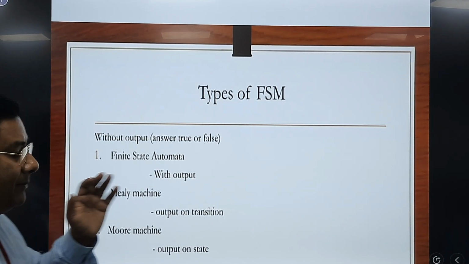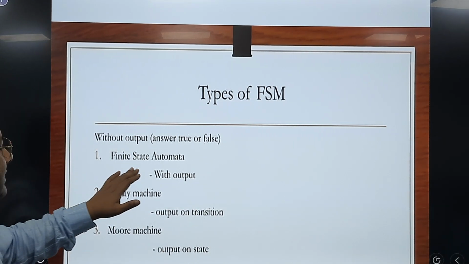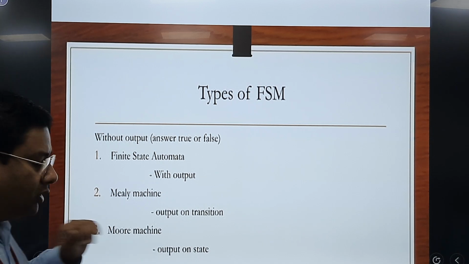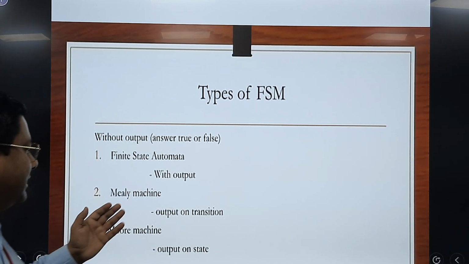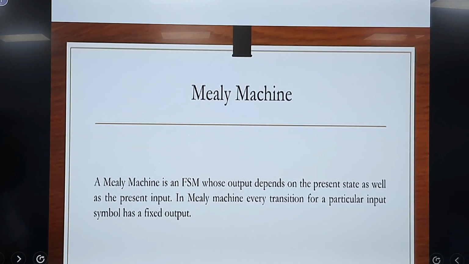Now, types of finite state machine. The first one is finite state automata. Second one is Moore machine. Third one is Mealy machine. We are emphasizing the Mealy machine and Moore machine. Now, this is the Mealy machine.